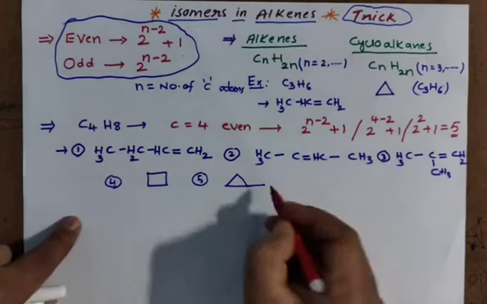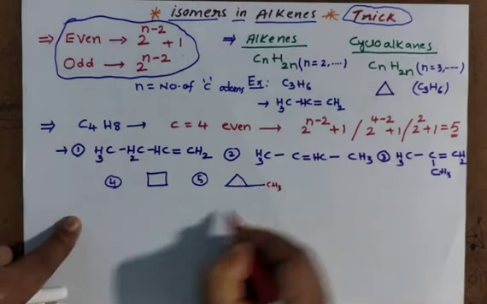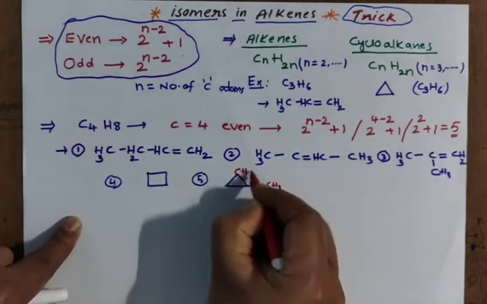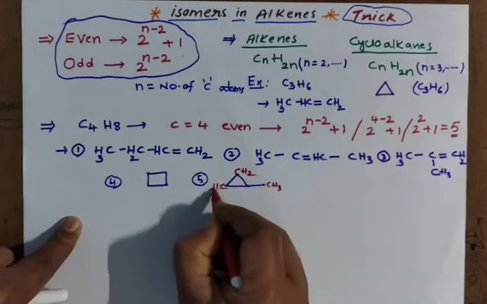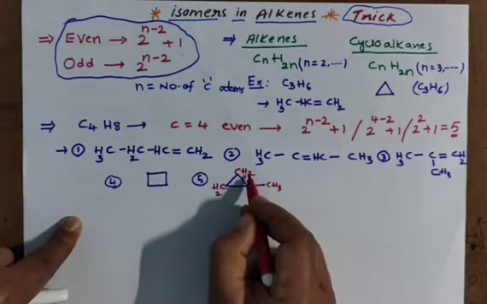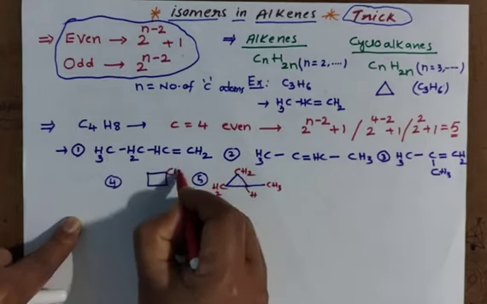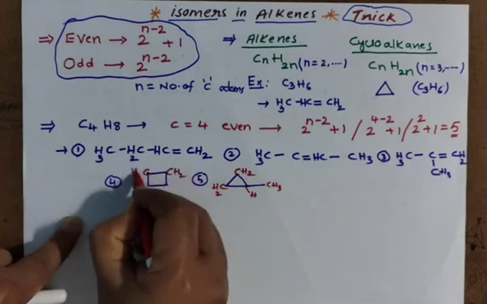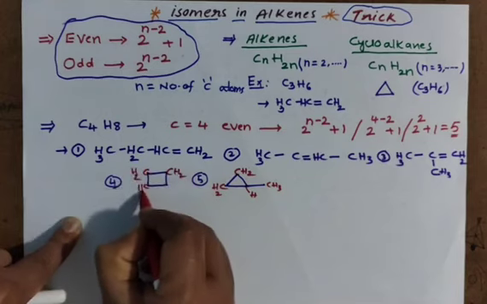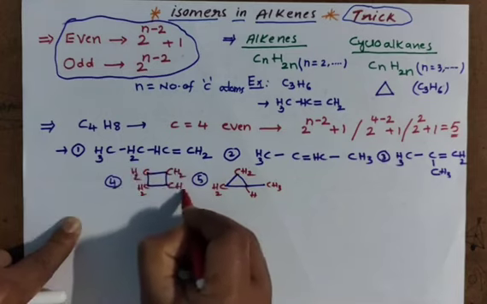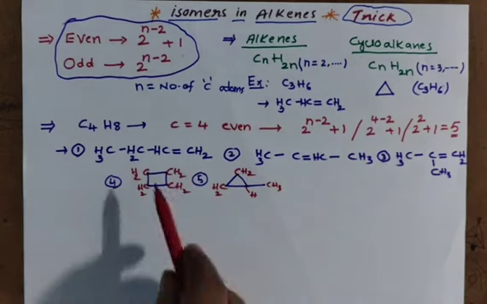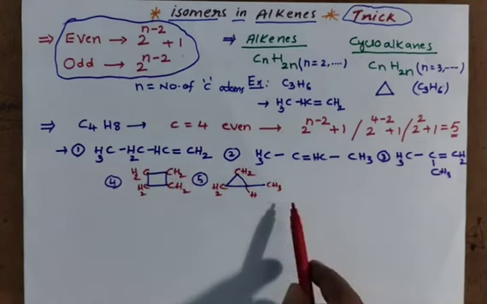No problem here. CH3, this is CH2 and this is CH2. Total 3, 5, 7. Here we have H8. And this is, you know very well, CH2, CH2, CH2, CH2. Total 3 open chain, 2 cyclic rings.